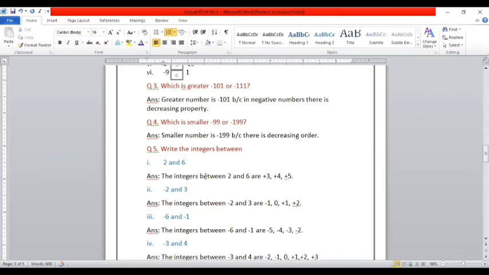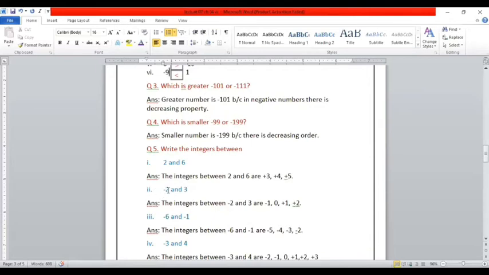So the integers between 2 and 6: after 2 there's plus 3, comma, plus 4, comma, plus 5. The numbers between 2 and 6 are plus 3, comma, plus 4, comma, plus 5.